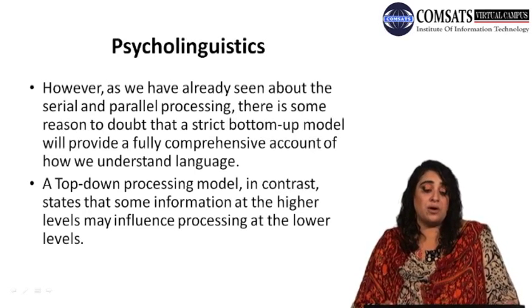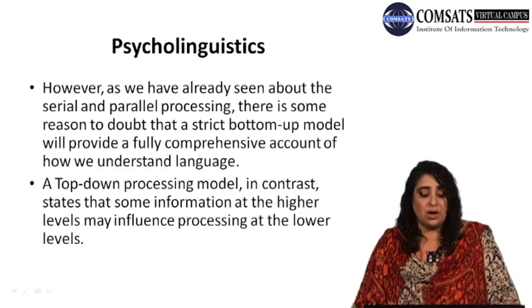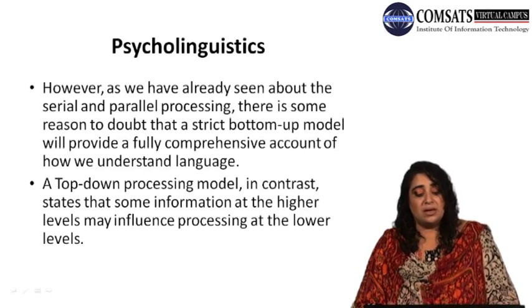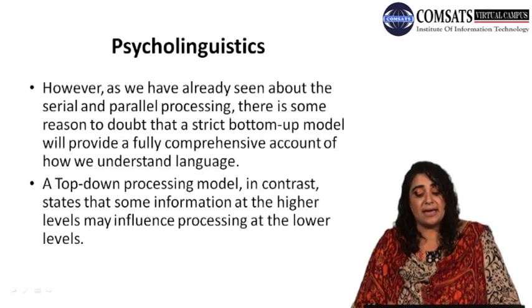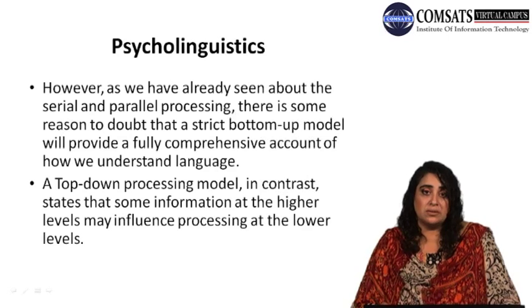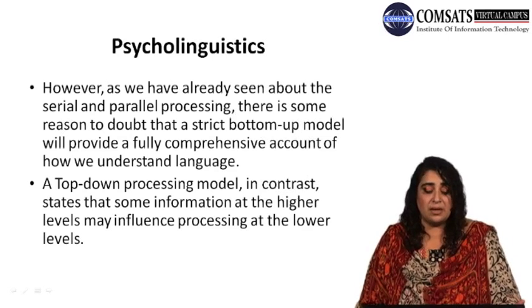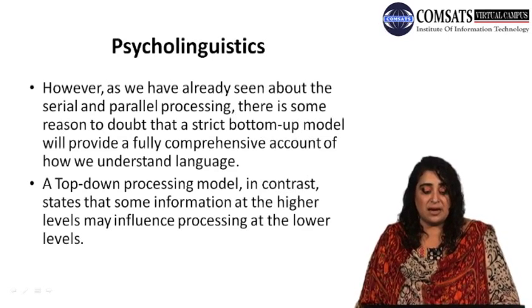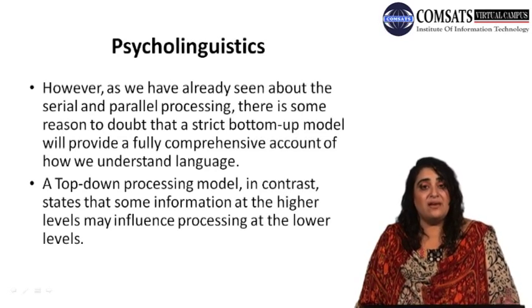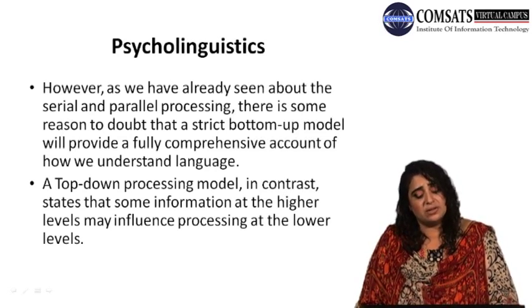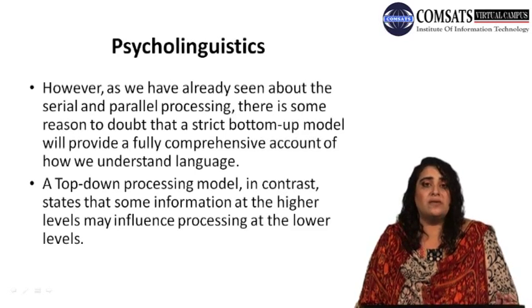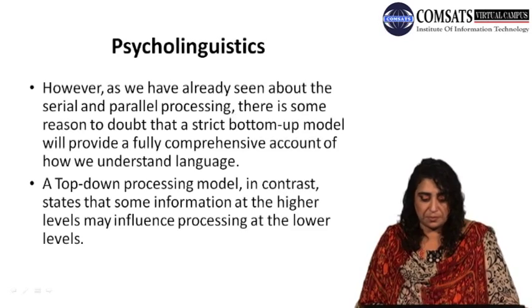Ab aa gaya second, a top down processing model. In contrast, now a top-down model states that some information at the higher levels may influence processing at the lower levels. So, top-down se agar hum upar se jayenge, discourse se leke, phir hum next jate hain syntactic pe, uske baad lexical pe, phir phonemes pe. So, it states that some information at a higher level may influence. Higher level ka jo hai information, wo shayad lower level ko influence kare, us pe asar ho.